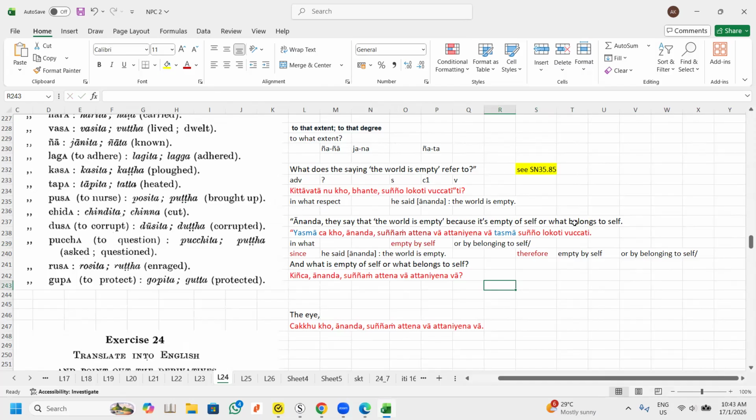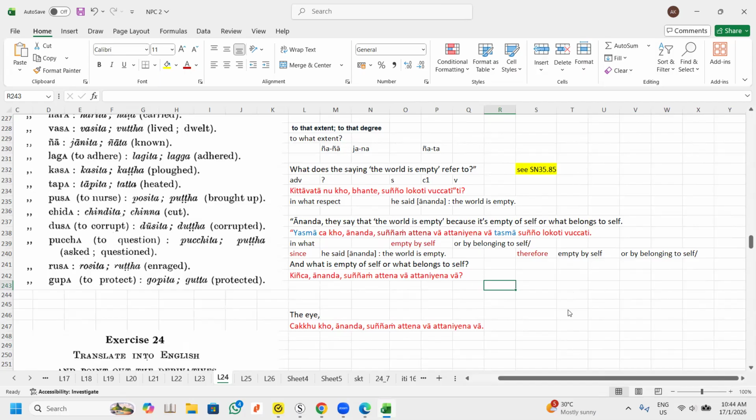That means this line, when you translate it, since the world is empty, therefore, so here it is empty by self or belonging to self. So that means this line. So in most of the suttas, the translation, you cannot really adopt the basic one. The basic one is not going to help you at all. So you have to really be able to figure out the meaning of the sutta.